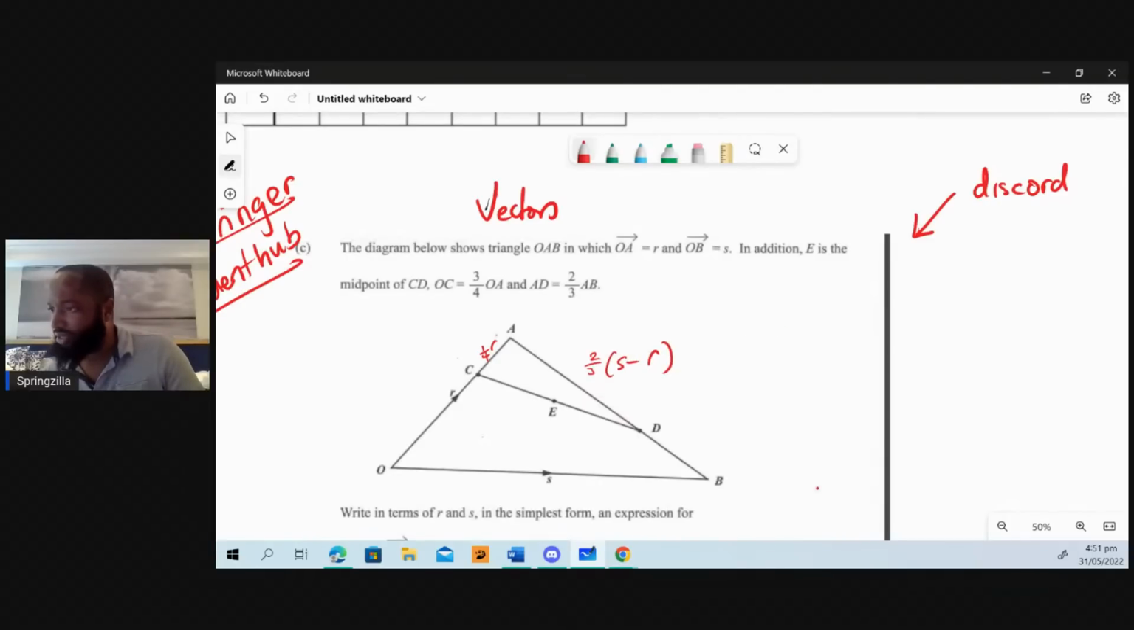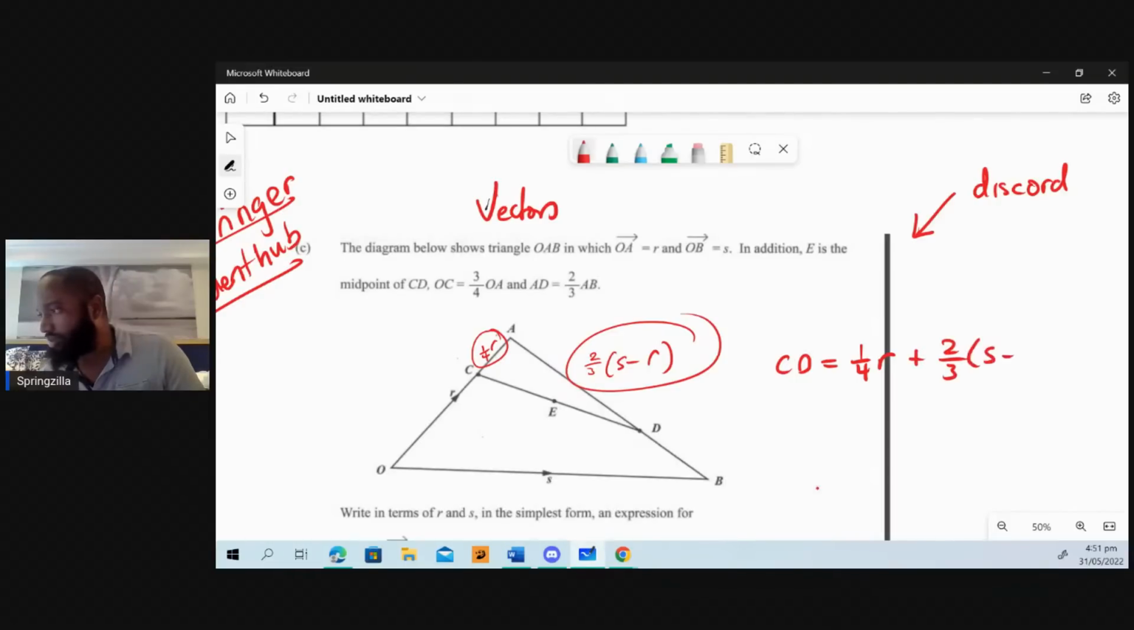Robbie, where did you get this from, boy? You have this one and this one coming together, let their forces combine. So CD must be equal to a quarter of R, plus 2/3 of S minus R. If this is making no sense, go and look for the topic vectors on my channel and start revising.